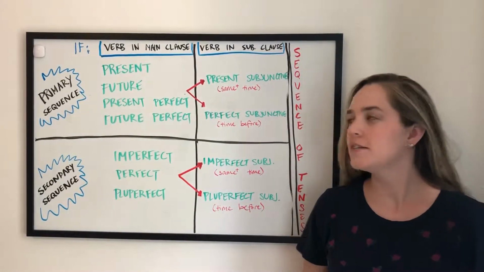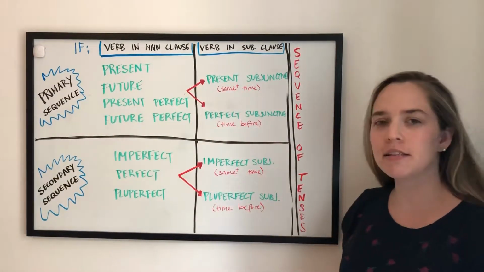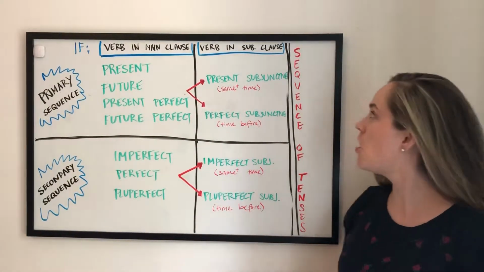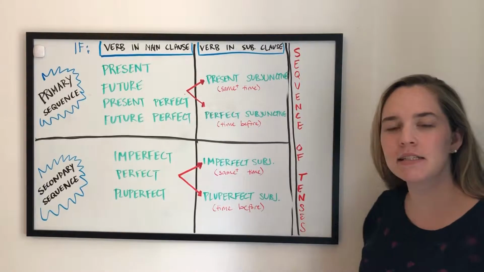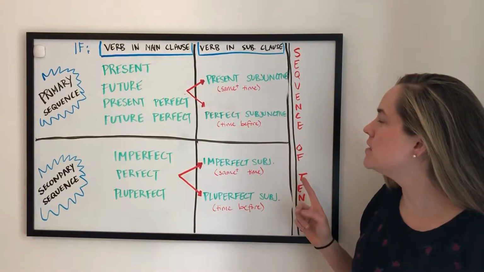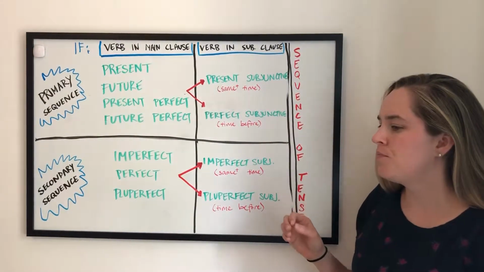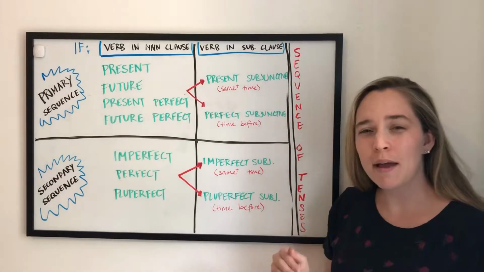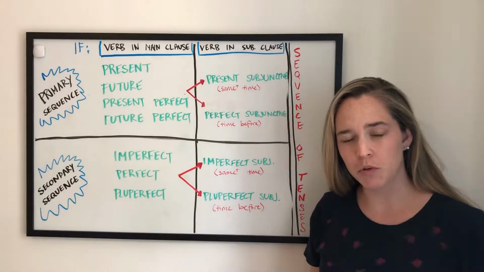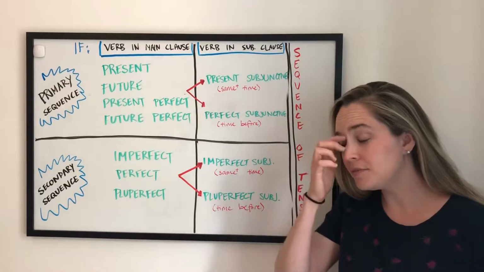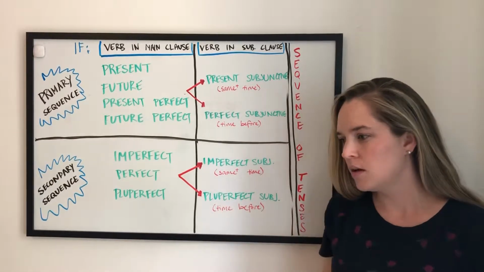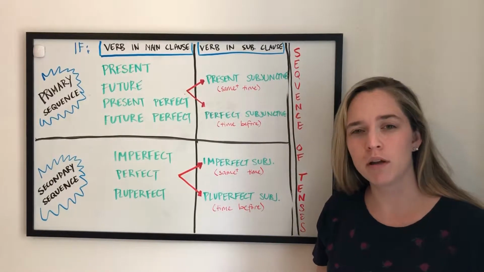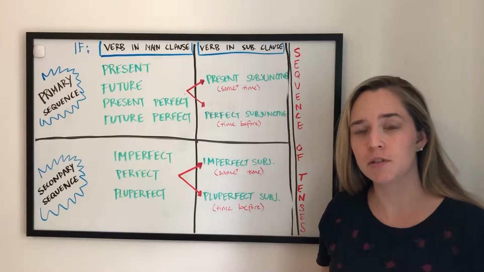What we have here is a flow chart that illustrates a set of rules called the sequence of tenses. The sequence of tenses in Latin dictates what type of subjunctive you will use when you have a sentence that contains a subordinate clause using a special use of the subjunctive.